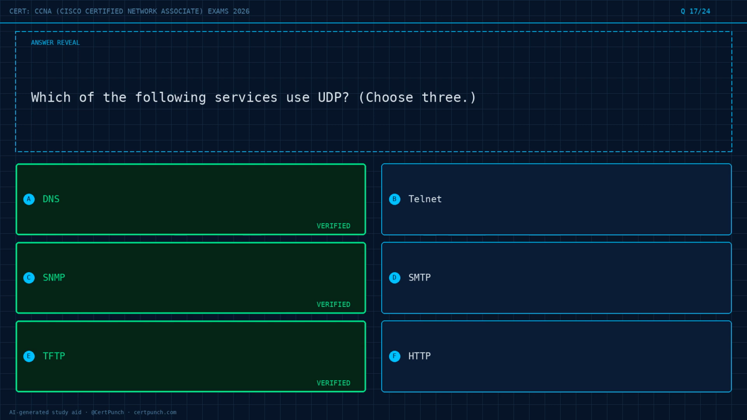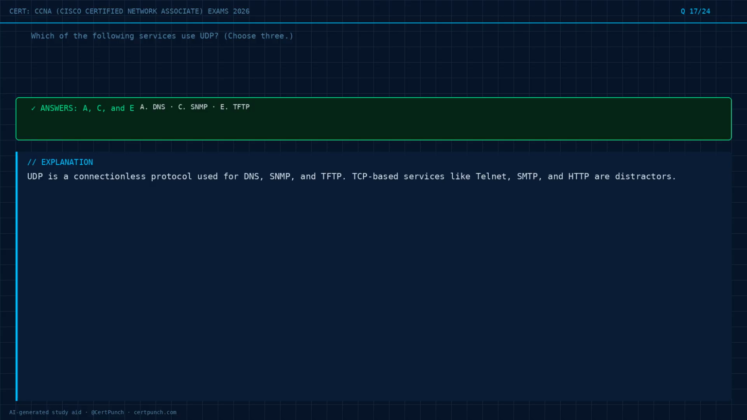The correct answers are options A, C, and E. Reasoning: UDP is a connectionless protocol used for DNS, SNMP, and TFTP. TCP-based services like Telnet, SMTP, and HTTP are distractors.